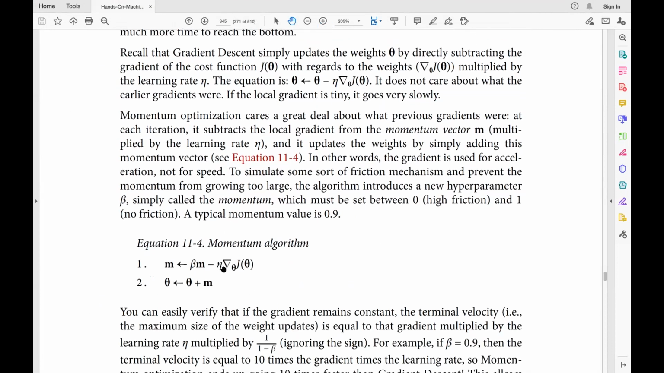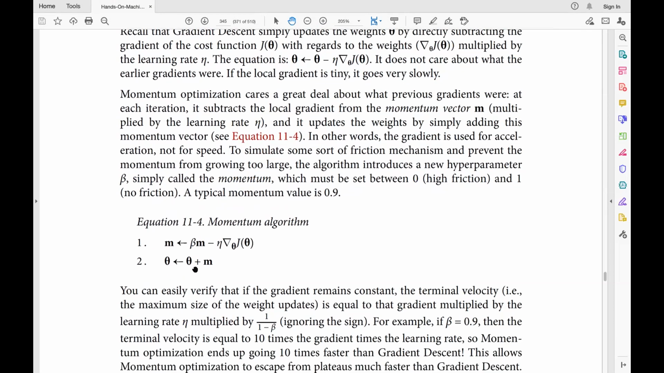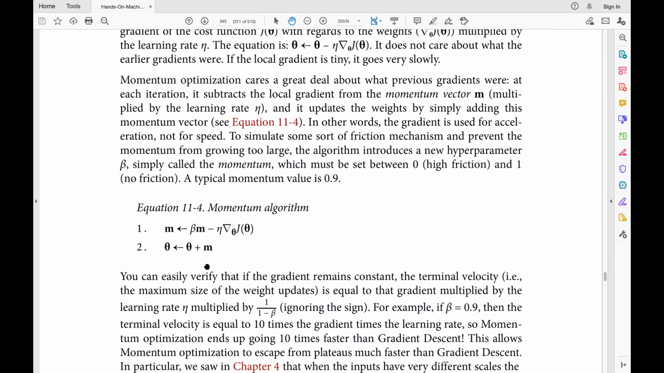Is eta the momentum, or beta? Beta is the momentum parameter. So you're using m to update your weights instead of the actual gradient, as you can see in the second step. Usually theta is equal to theta minus the learning rate times the gradient, right? So here, instead of that, you're using m.